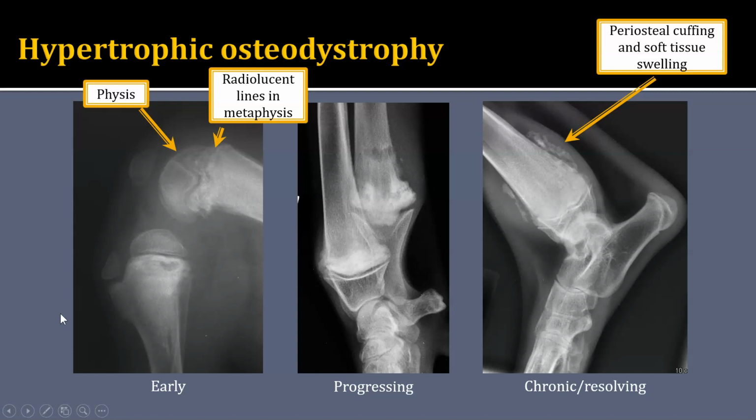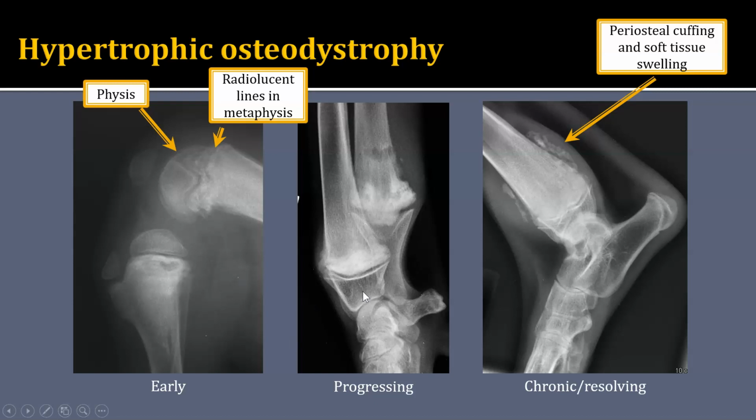This slide shows 3 different patients at 3 different times within the course of this disease, hypertrophic osteodystrophy. So here's a lateral view of a stifle, and in this patient, this is fairly early. Here's our normal physis, this kind of wavy physis of the distal femur, and adjacent to that is this transversely oriented radiolucent zone that is, again, paralleling that wavy physis. There's probably a little bit of metaphyseal sclerosis. He also has the proximal tibial metaphysis showing this transversely oriented radiolucent zone.